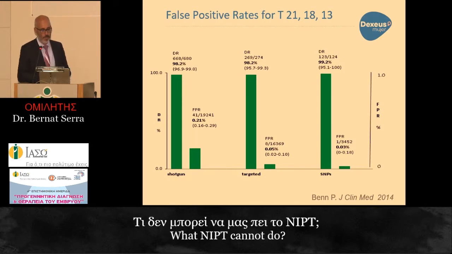But again, the false positives in the lower part of the slide are much higher in tests that use shotgun sequencing. Here you have one false positive out of 500 tests, whereas if you use the Ariosa Harmony test or the Panorama test, the false positive rate is around 1 in 2,000.